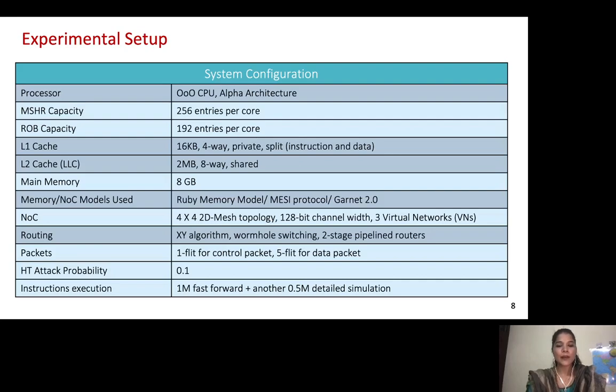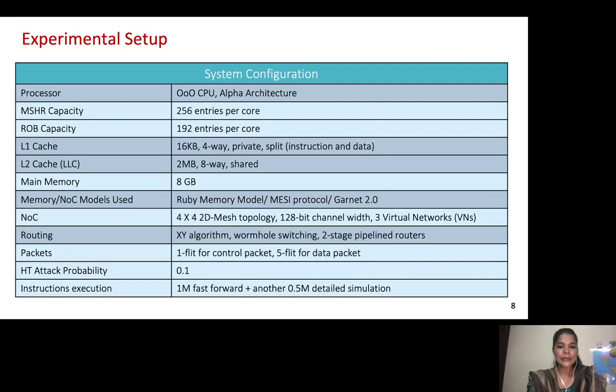This is the experimental setup used for collecting the results. An out of order CPU Alpha architecture processor is used. MSHR capacity is 256 entries per core. ROB capacity is 192 entries per core. L1 and L2 cache are 16 KB and 2 MB respectively, while main memory is 8 GB. Ruby memory model and MESI protocol are used, and for NOC modeling we use Garnet 2.0. We modeled a 4x4 2D mesh topology while using the XY algorithm for routing.